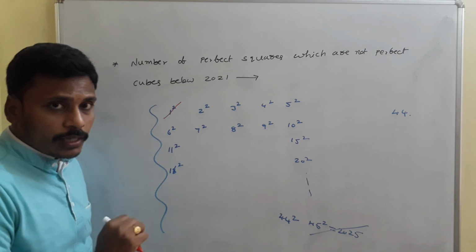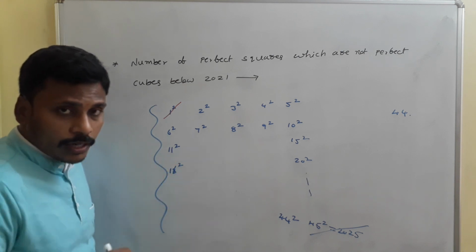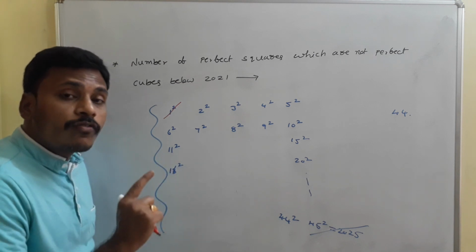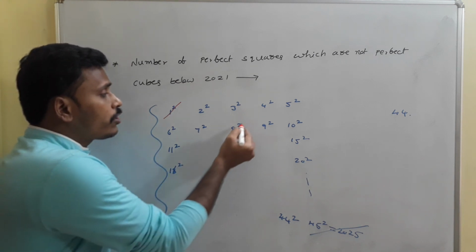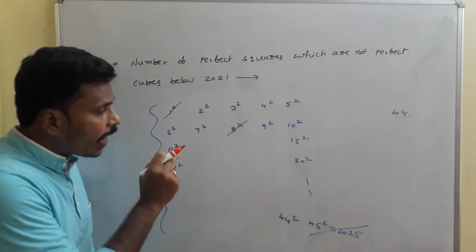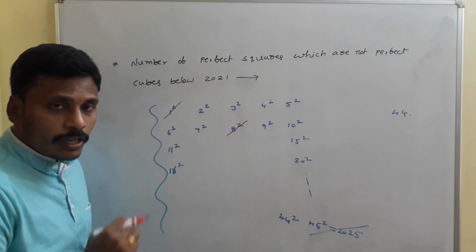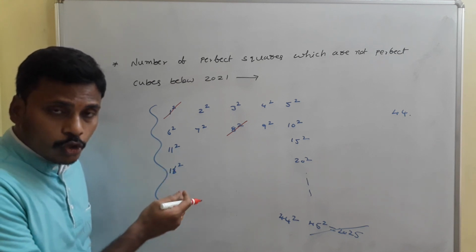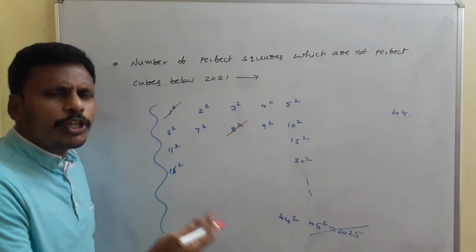And then we are thinking about perfect cubes. 2 cube won't be involved here. 3 cube, 27, also not involved here. 4 cube is 64, which is 8 square. 8 square and 4 cube are both 64. We have to neglect this again. 5 cube is 125, not involved here. 6 cube is not there here. Like that you need to check.